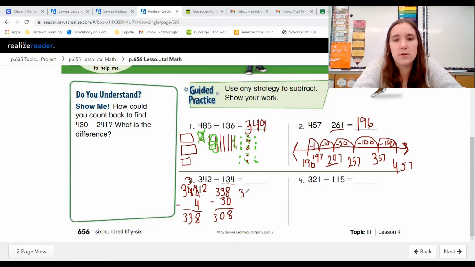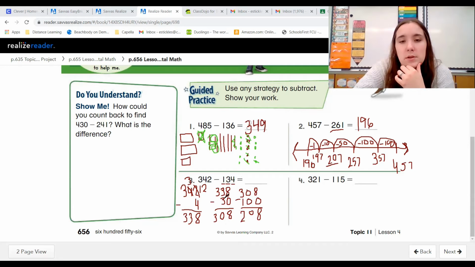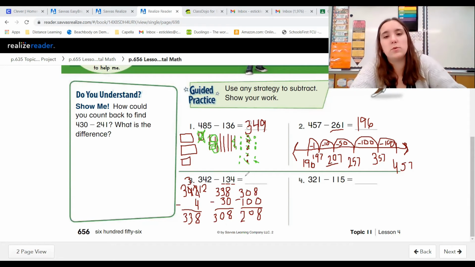So I'm going to take 308, which is my answer from this last one, minus my 100 from 134. Okay, so 8 minus 0 is 8 ones, 0 tens minus 0 tens is 0 tens, and 300s minus 100 is 200s. So I still took away 134, so my answer was 208.